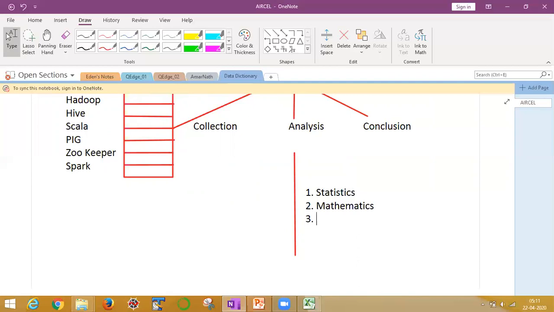So people developed from statistics and mathematics a new subject called machine learning. Many people are confused, saying that machine learning is a tool or what. It's not a tool, it's a subject that combines mathematics and statistics. Make it clear, guys.